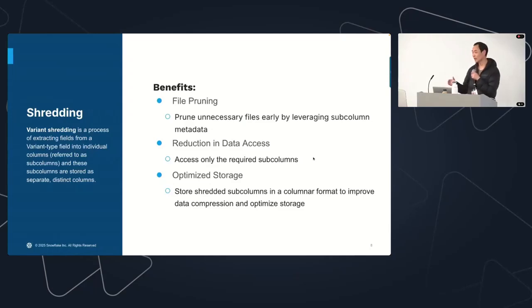The third one is storage optimization. If you store the variant alone, it's just binary, right? There's no pattern, so pretty much you cannot do optimization, let's say at the Parquet or ORC level. But if you extract the subcolumns, for example event types, or login, logout, those kinds of things, then in Parquet I think we can do more optimization and save storage.